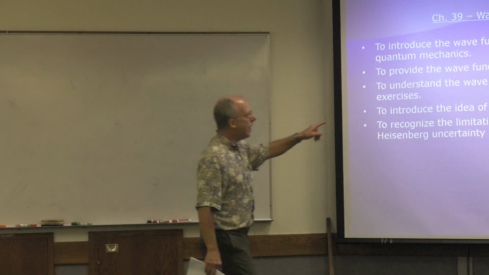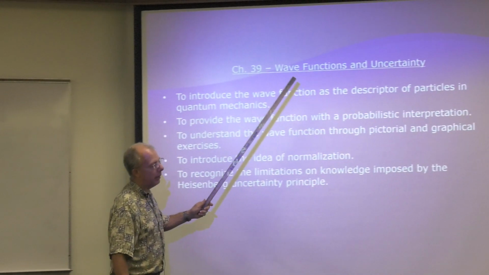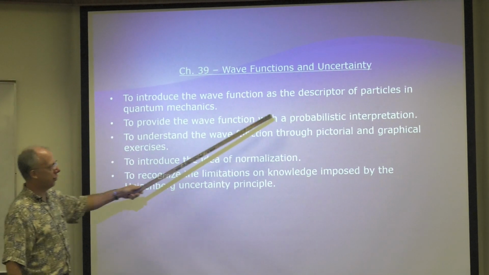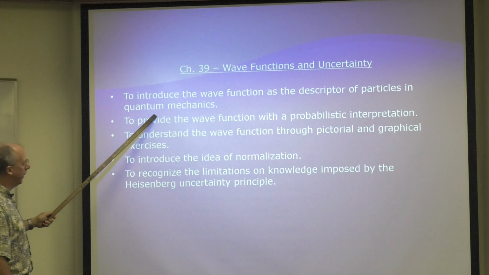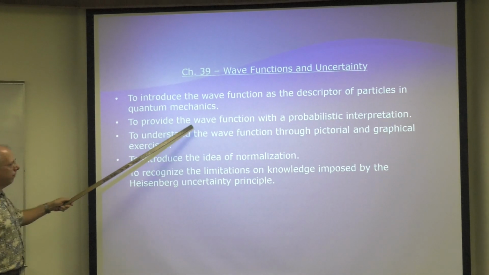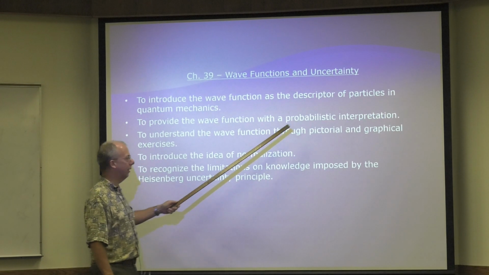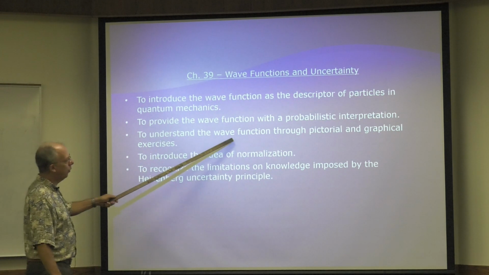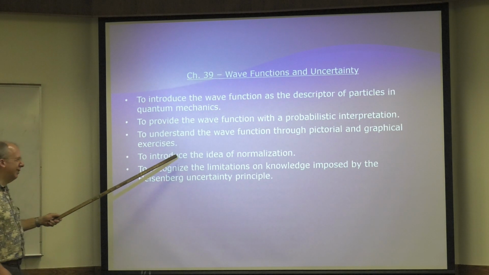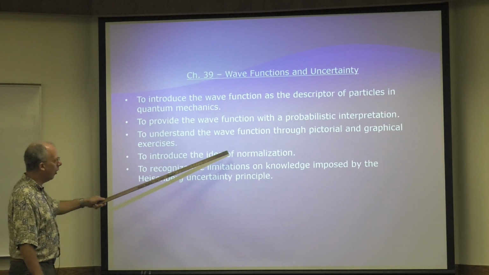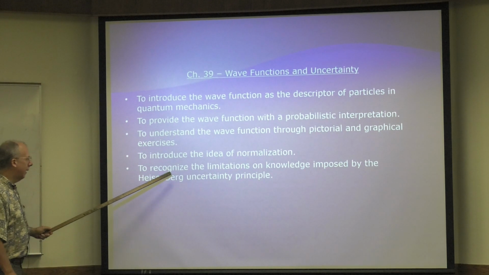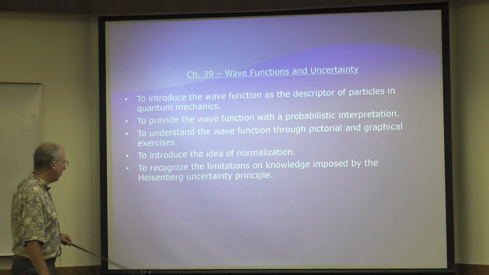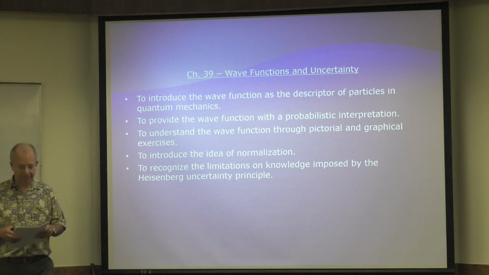All right, so wave functions, which I already talked about a little bit, and uncertainty. We're going to introduce the wave function as the descriptor of particles in quantum mechanics. We'll provide the wave function with a probabilistic interpretation. That's quantum mechanics, probability. To understand the wave function through pictorial and graphical exercises, to introduce the idea of normalization, to recognize limitations on knowledge imposed by the Heisenberg uncertainty principle.